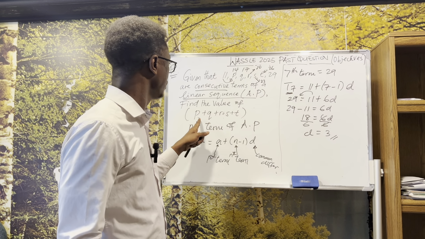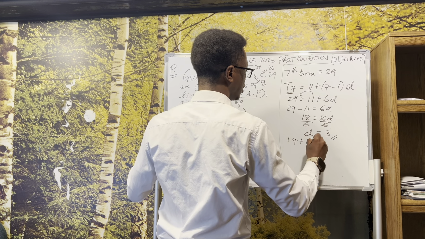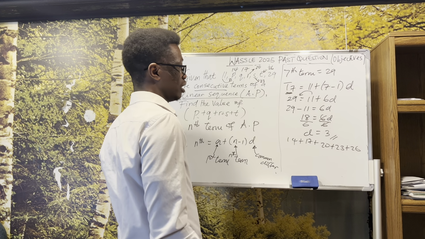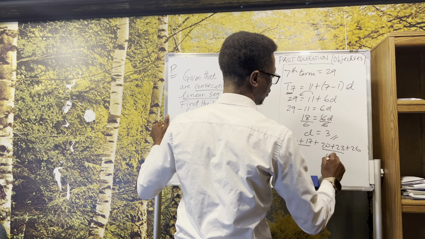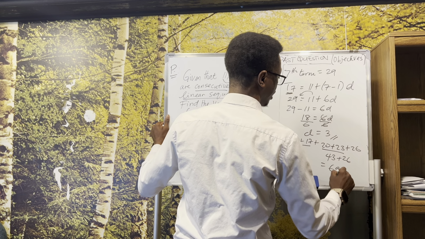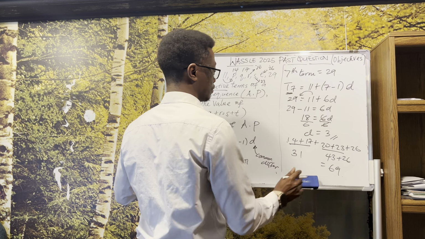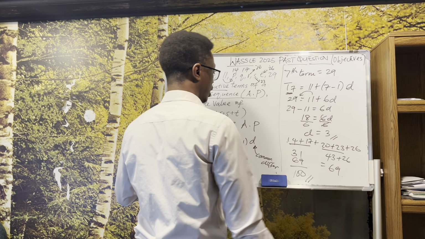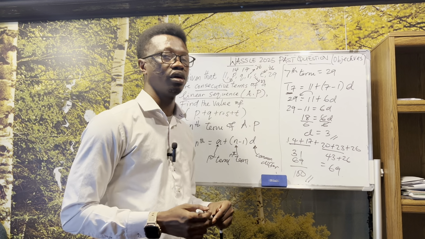But we are asked to find p plus q plus r plus s plus t. So p is 14 plus 17 plus 20 plus 23 plus 26. Let's add all of that. Adding these gives you 43 plus 26, and that gives me 69. Now I add the other two, and this gives me 31. So 31 plus 69 gives me 100. That means the value of p plus q plus r plus s plus t is equal to 100.